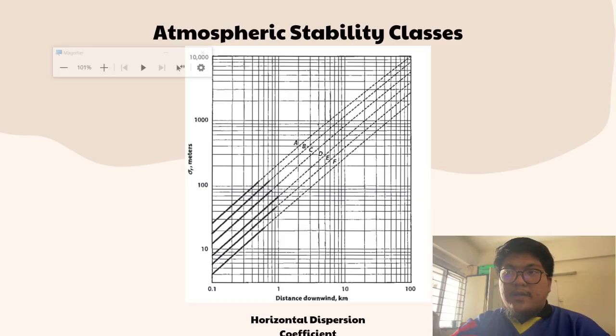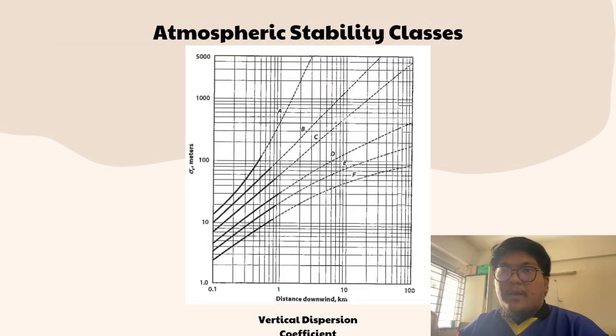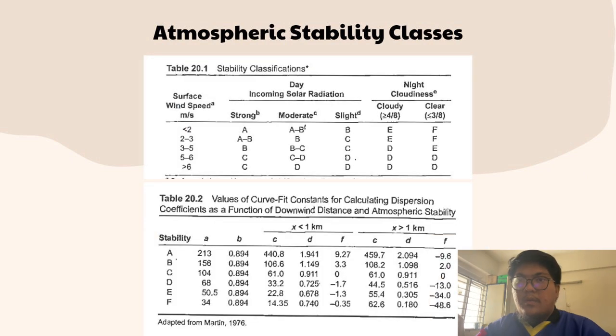This is the horizontal dispersion coefficient, and this is vertical dispersion coefficient graph. Next, table 20.1 shows the stability classifications, and table 20.2 is the values of curve fit constants for calculating dispersion coefficients as a function of downwind distance and atmospheric stability.